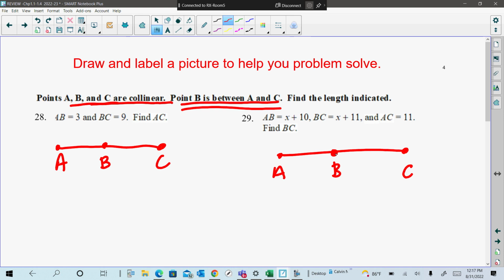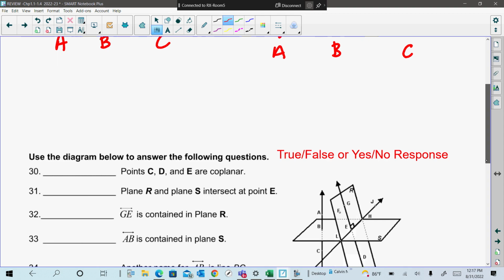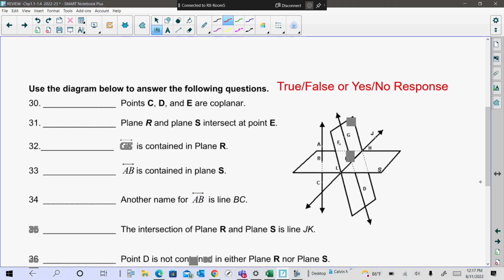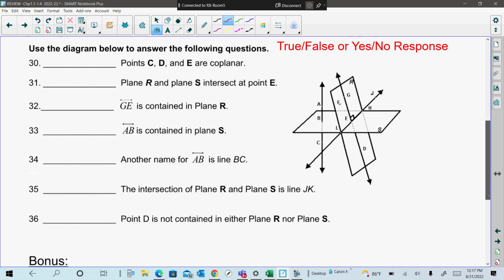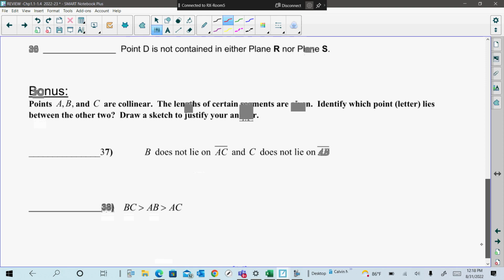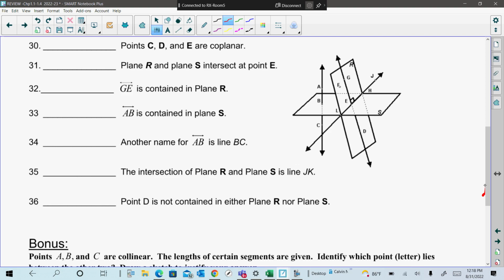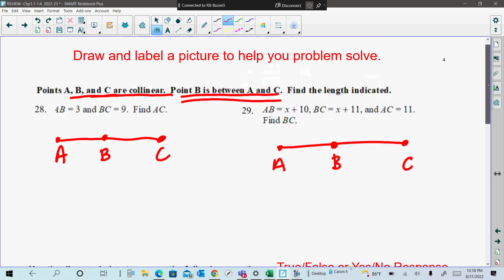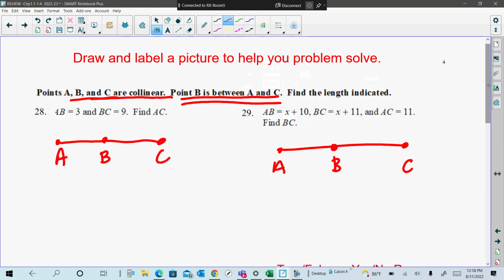And then when you get down to the bottom, you can give me a true or false or yes or no response for reading the diagram. So I want you to finish, and this is bonus, so this is just extra. You don't have to do that. So let's just get to 36. I'm going to stamp this in class. If you do not receive your stamp in class, then you have to show it to me tomorrow before you take the test. Does that make sense?